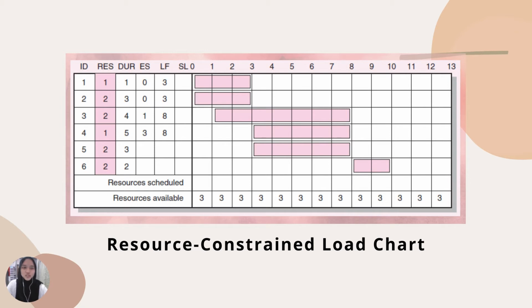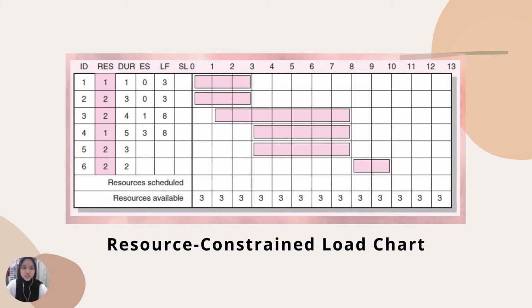So actually the information can be obtained from the schedule network. As I say, first we must understand the schedule network so that we can extract the information into this resource constraint load chart. The information that will be needed from the schedule network is the activities, resources, duration, ES, LF, SL, and the days or months, or actually the duration.